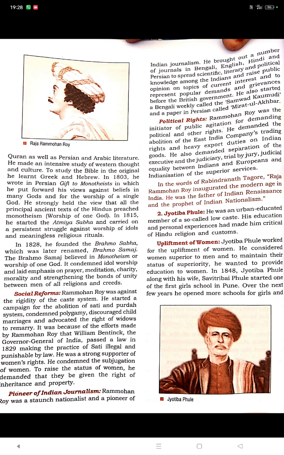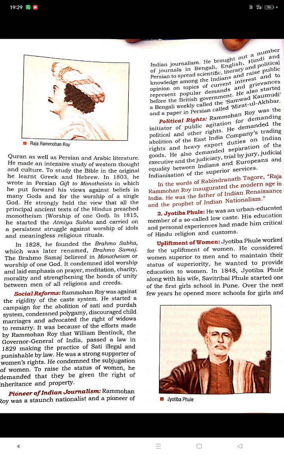Political rights. In the words of Rabindranath Tagore, Raja Ram Mohan Rai inaugurated the modern age in India. He was the father of the Indian Renaissance and the prophet of Indian nationalism.